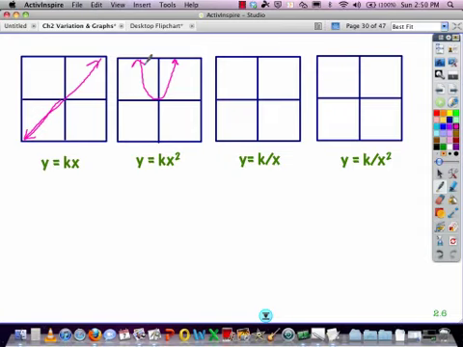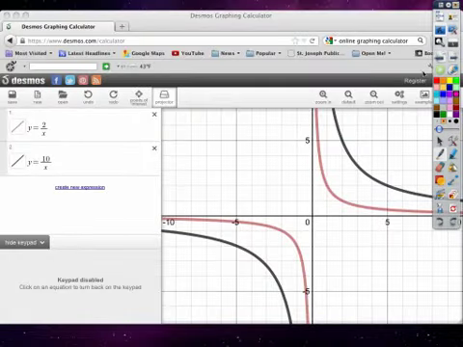Now, the two new ones, y equals k divided by x. So it's an inverse linear situation, and y equals k over x squared is an inverse square situation. Now, the graphs of both of these are slightly different. So I'm going to go right to our graphing calculator and see what happens with a couple equations of this style. Started out with the linear one, and you can see y equals 2 over x is my red graph. Y equals 10 over x is my black or dark gray graph.